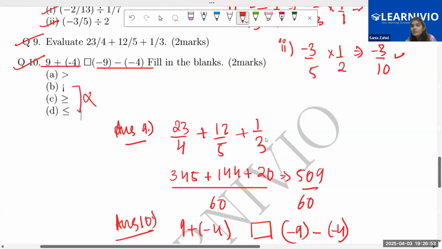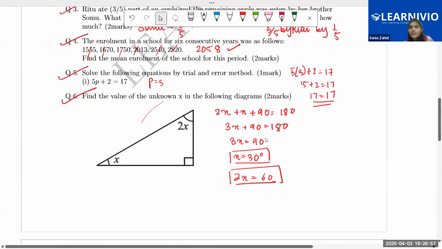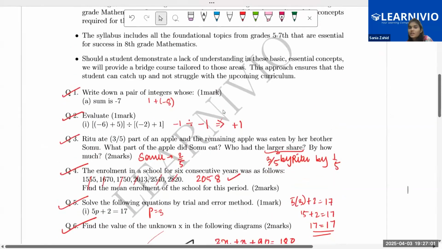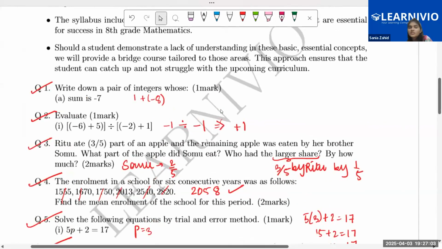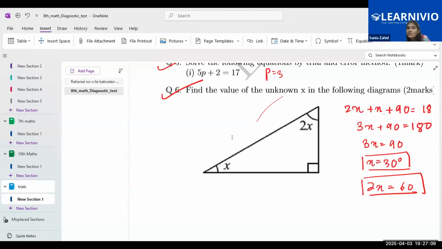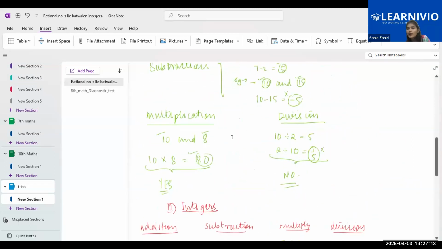Okay, clear? Very good, Pavan. You were able to solve all the questions very nicely. So this was just a diagnostic test, just an evaluation. Whatever I taught you in today's class for rational numbers, was everything clear to you? Any doubts? No, ma'am. Okay. I shall be sharing one or two questions as your homework. That homework will be visible to you on the Learnivio portal.